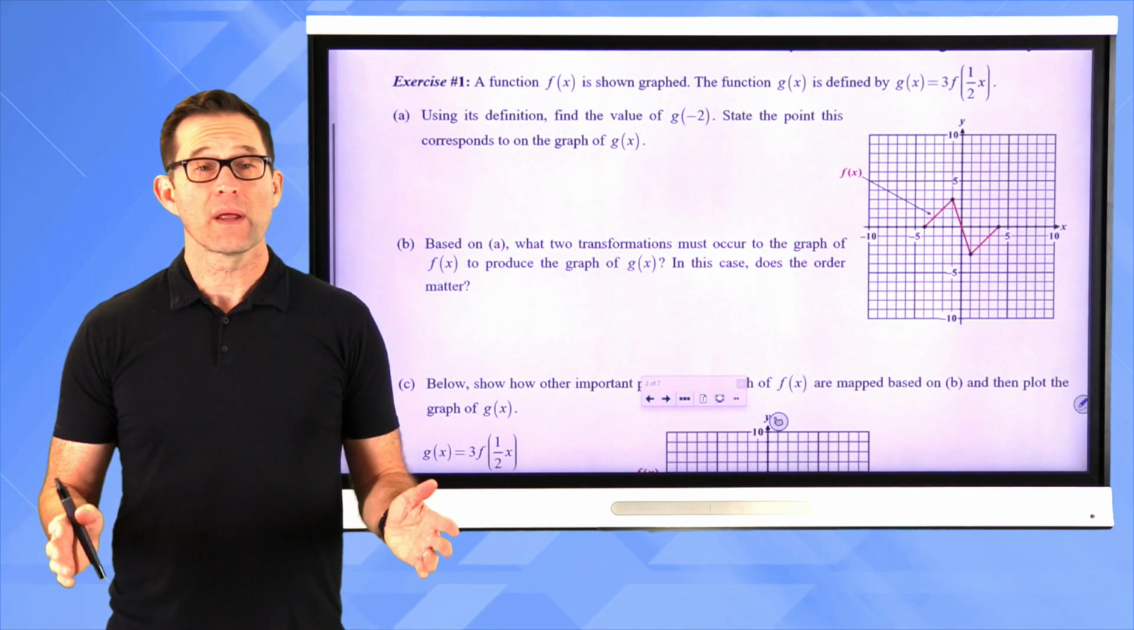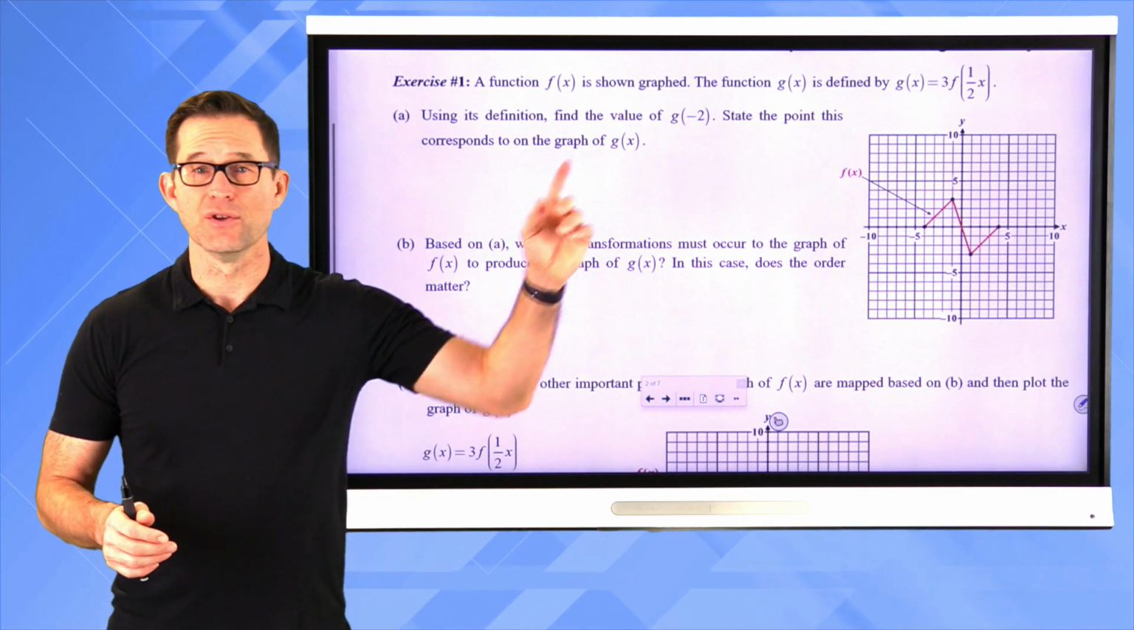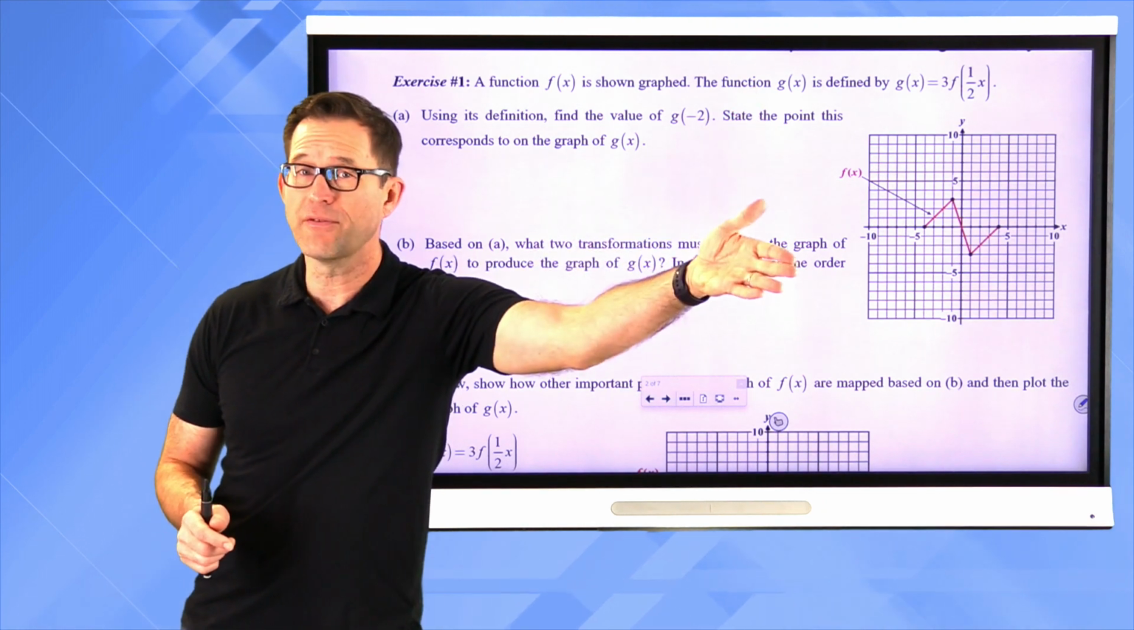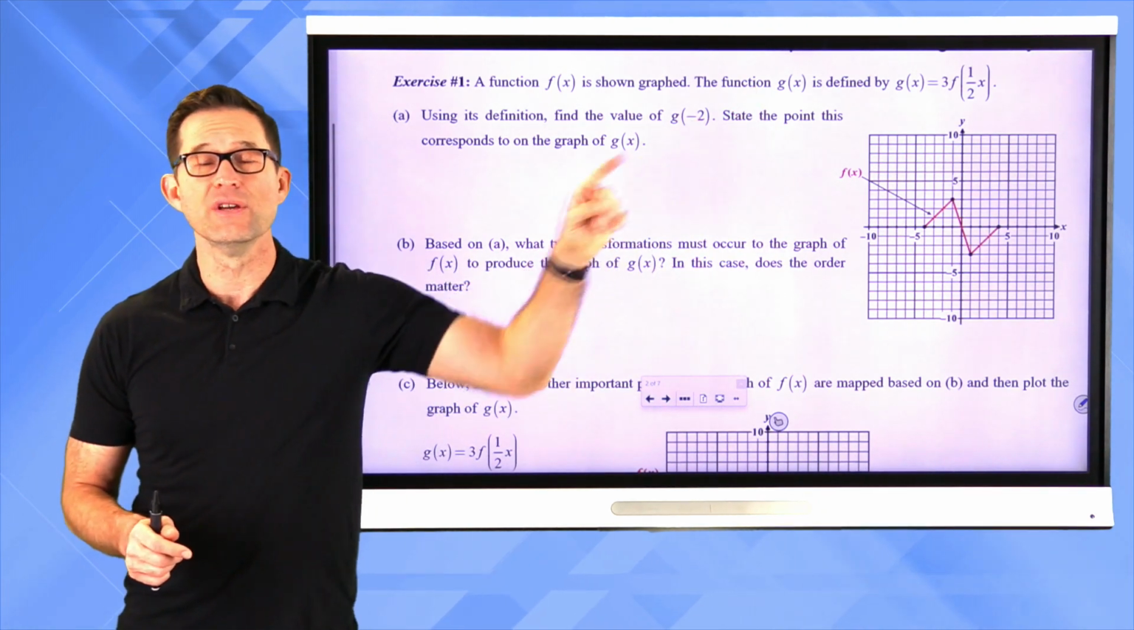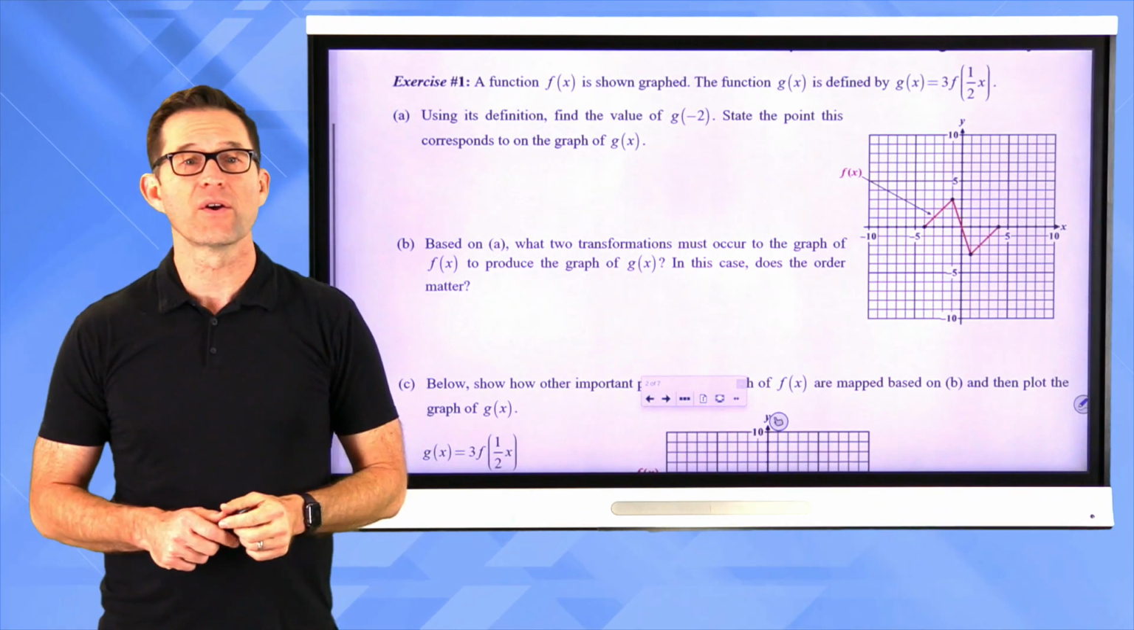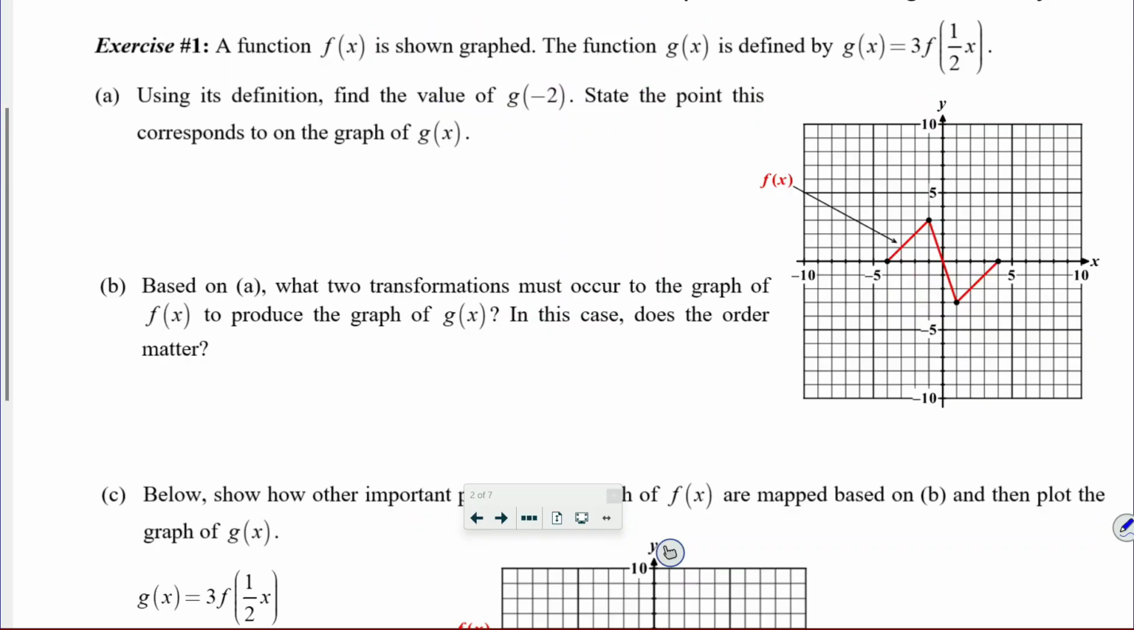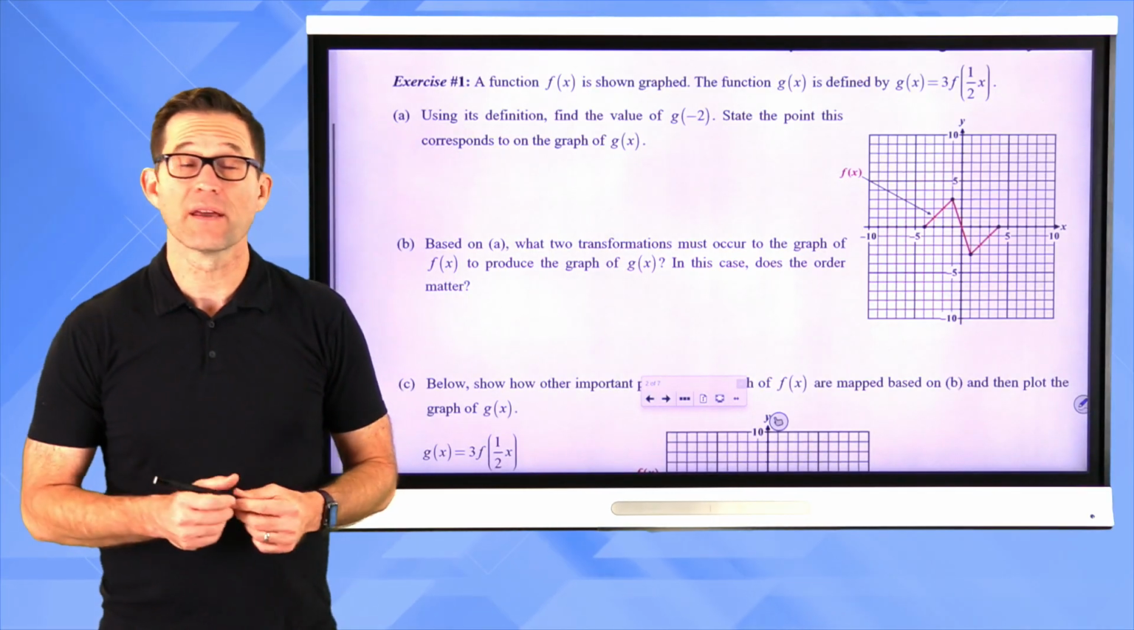All right, so what I'd like you to do is go ahead and just use this definition and the graph of f to evaluate g of -2. Pause the video and go ahead and try that right now. All right, let's take a look.